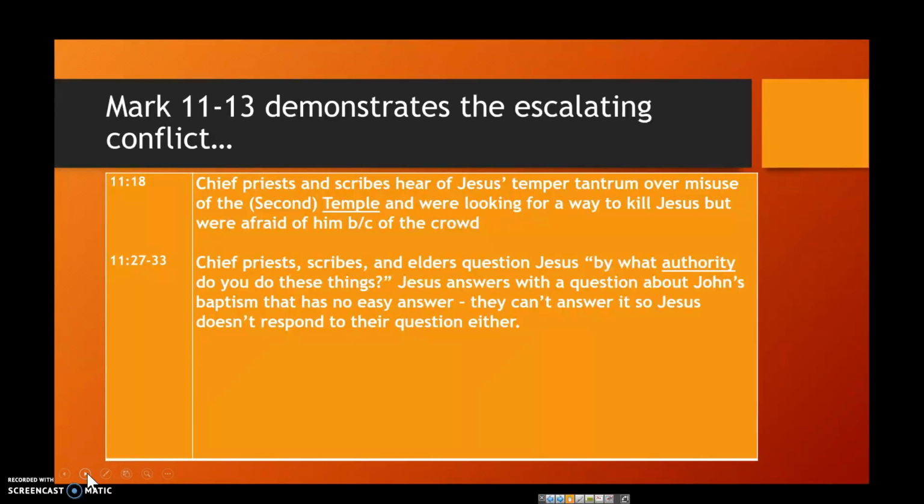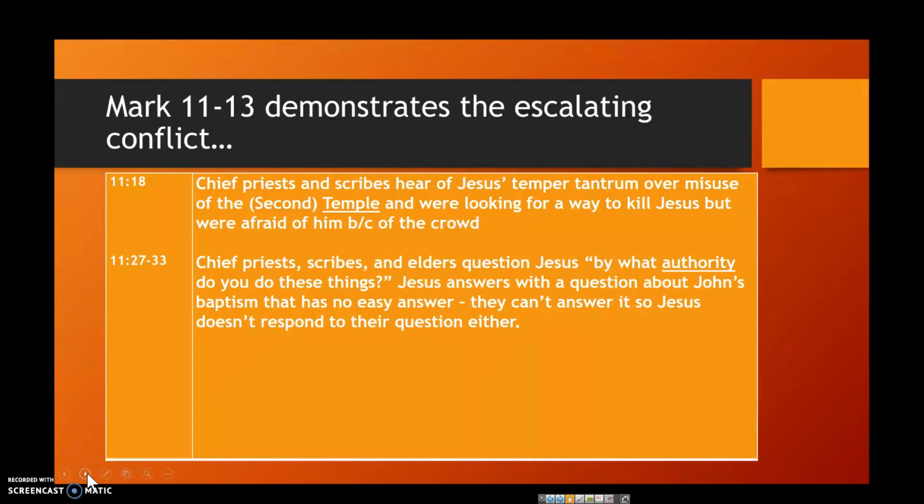And we see that the chief priests and scribes hear of Jesus' temper tantrum over the misuse of what is now the second temple. Now, really, it's a bit tongue-in-cheek for me to call it a temper tantrum because Jesus is very justified in his anger here. Jesus is upset because the way they're using the temple is more of a marketplace than a place of God.